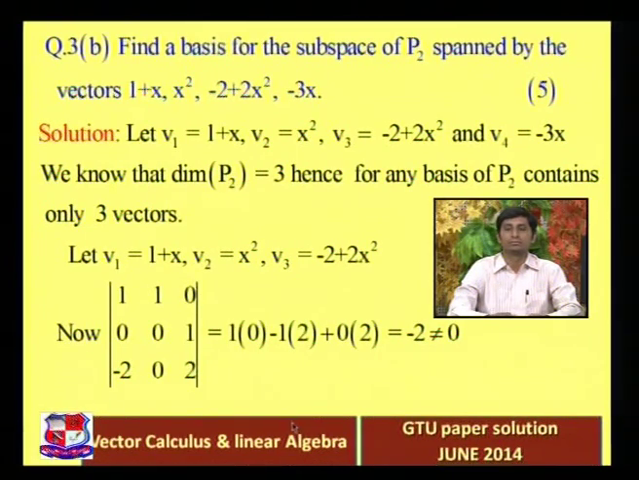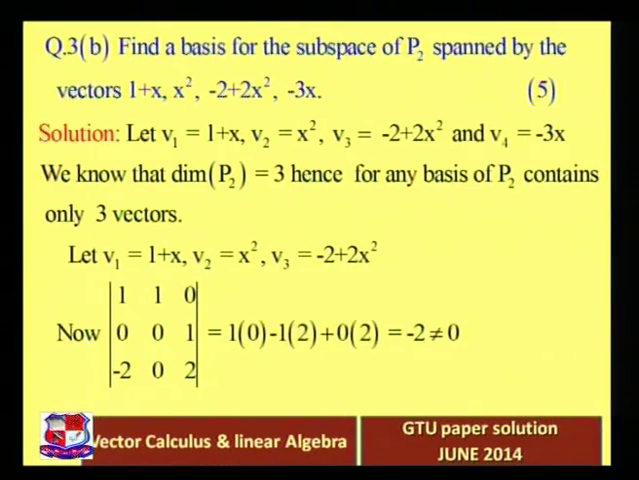Now there is one important theorem: if dimension of V is equal to n and you have exactly n linearly independent vectors of V, then those vectors become a basis for the vector space V. So if you have exactly n linearly independent vectors, where n is the dimension of V, then you don't need to prove that the span of those basis elements is equal to the whole vector space V.